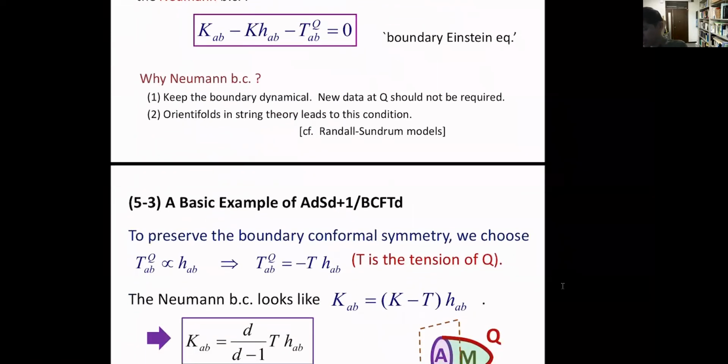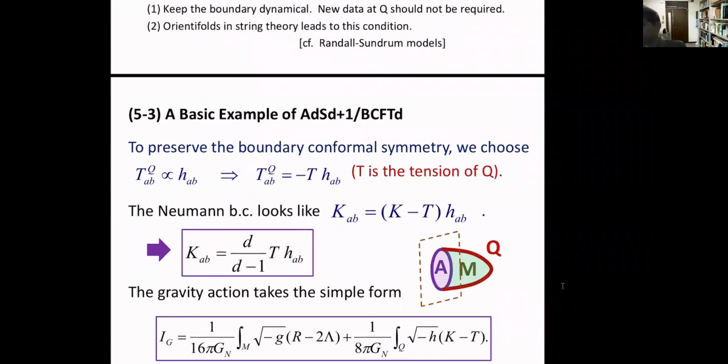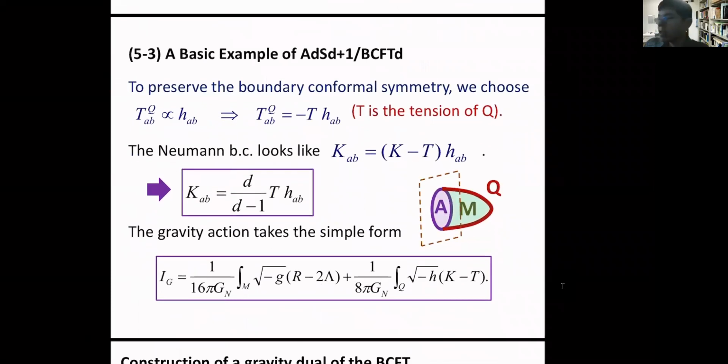Here we go. Now I go to a basic example, which is AdS_{d+1} and BCFT_d. In general, I said this T_Q^AB just comes from matter localized on surface Q, right? But actually, there is a nice class that is also related to the previous question, where we choose nice boundary conformal symmetry. Then actually we impose a boundary conformal theory, as we assumed from the beginning.